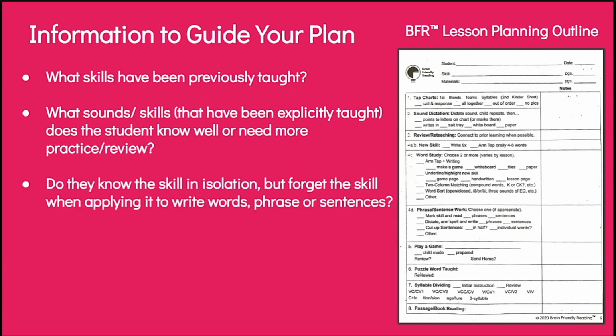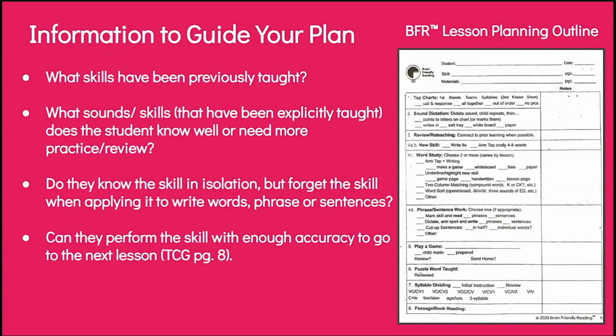Do they know the skill in isolation but forget the skill when applying it to write words, phrases, or sentences? For example, a student might know the CK rule and can state the rule, but when they're asked to write a sentence with some CK words in it, they may struggle with applying that skill. Can they perform the skill with enough accuracy to go on to the next lesson?